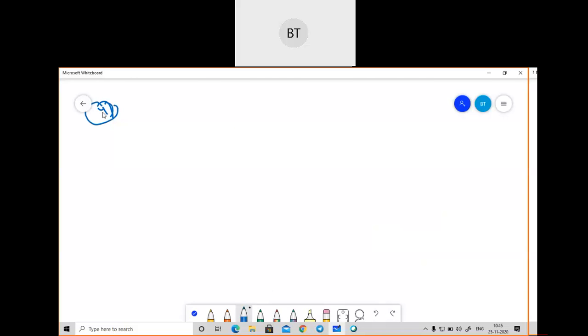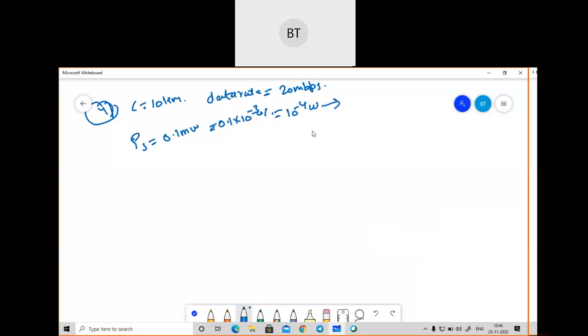So in this problem, length was given as 10 kilometer, which was already in your question paper, and data rate was 20 Mbps. And source power, that is PS, is given as 0.1 milliwatt. This I can write here. So basically that is 10 to the power minus 4 watt. If I calculate in dB, I write 10 log 10 to the power minus 4, that will be equal to minus 40 dB. So that is our source power. Lambda is given as 0.85 micrometer.